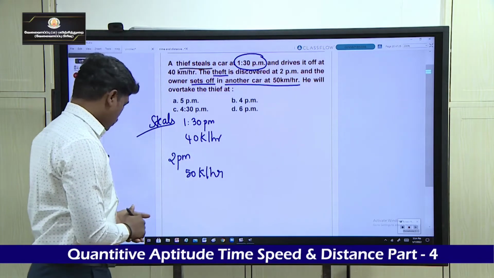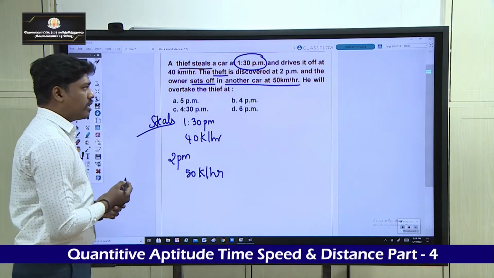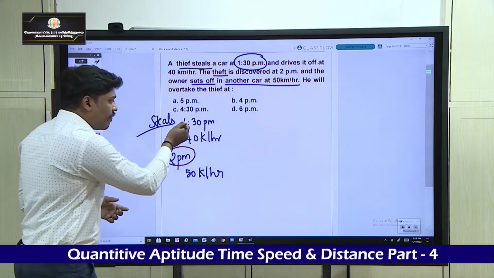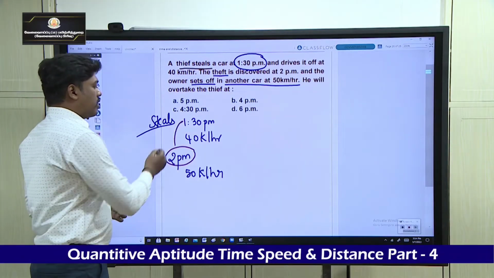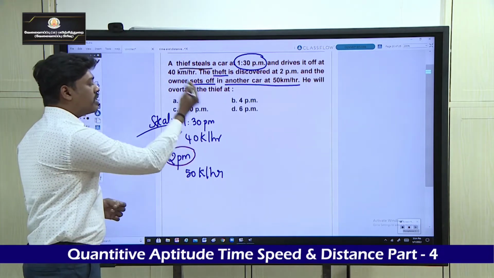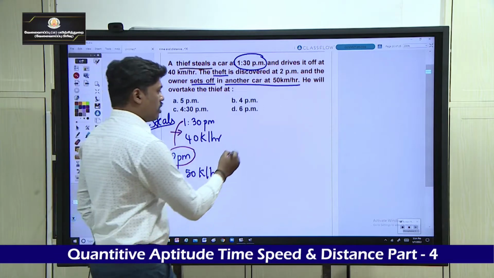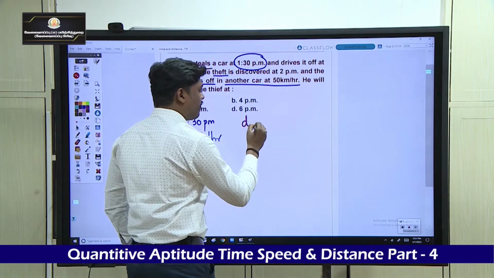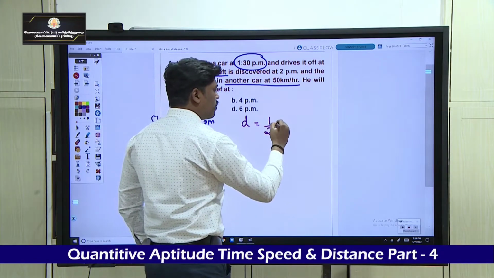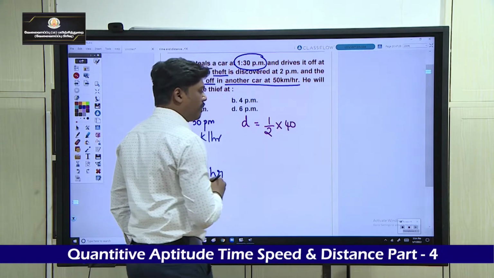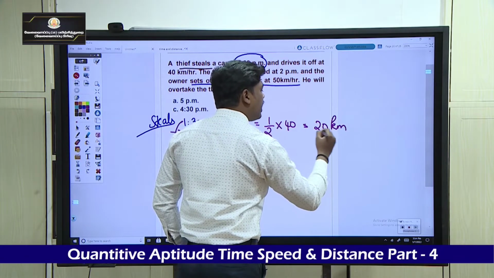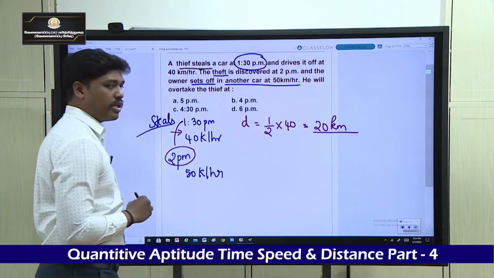Okay. So look at here. The owner spots that the car is missing at only 2 p.m. and chases at 2 p.m., which means for this half an hour, the thief steals the car at 1:30. For half an hour, how much distance would he have travelled? Distance travelled by the thief in half an hour: 1/2 into his speed of 40 kilometers per hour, which means in half an hour he travels 20 kilometers.